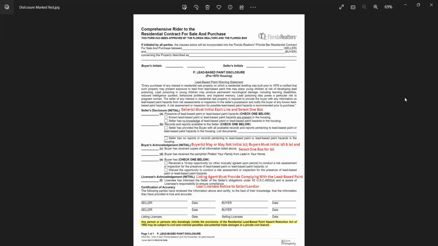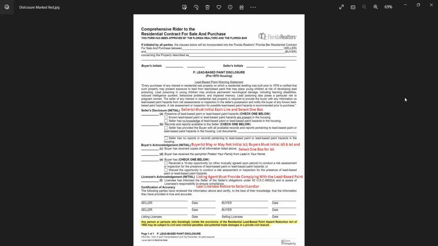For item D, it says the buyer has received the pamphlet, Protect Your Family from Lead in Your Home. This should be provided by the listing agent. It should be attached to the listing if they have a home prior to 1978, and the buyer's agent should certainly give that to their customer.